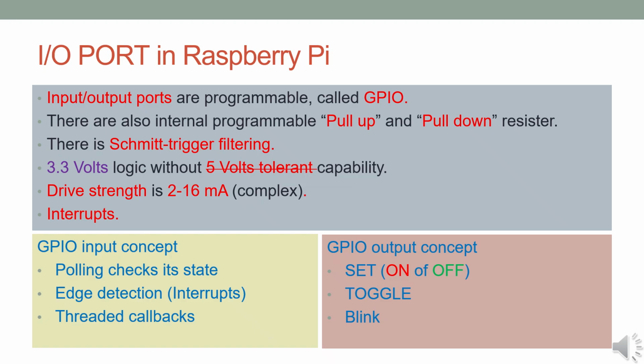Raspberry Pi supports a feature called threaded callback, where each interrupt handler runs on a separate thread. This allows parallel execution of code in response to GPIO events without blocking the main program.